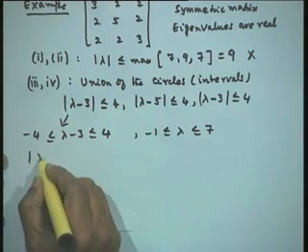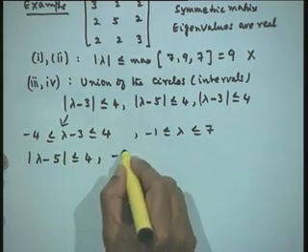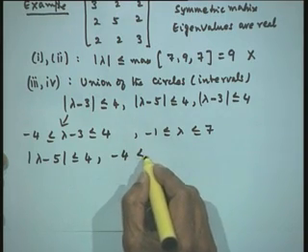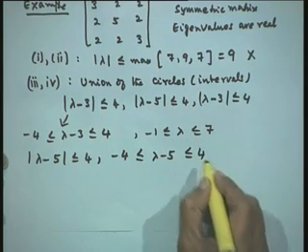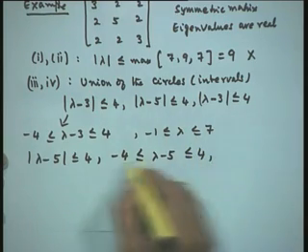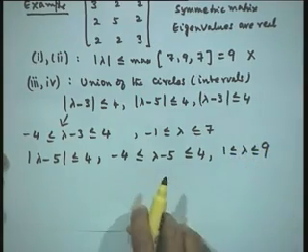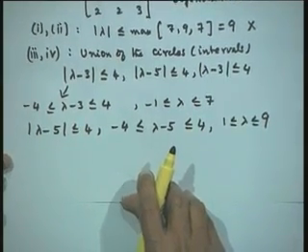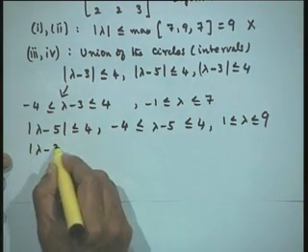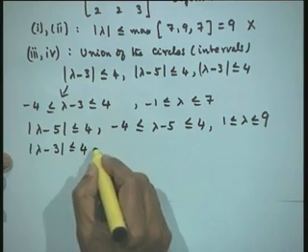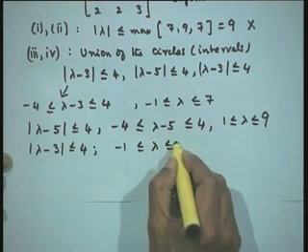The second one gives us lambda minus 5 less than or equal to 4, that is minus 4 less than or equal to lambda minus 5 less than or equal to 4. I bring it to this side, so I will have 1 less than or equal to lambda less than or equal to 9. Then I have the third one, lambda minus 3 less than or equal to 4, which is the same as the first one. So, this would also give you minus 1 less than or equal to lambda less than or equal to 7.